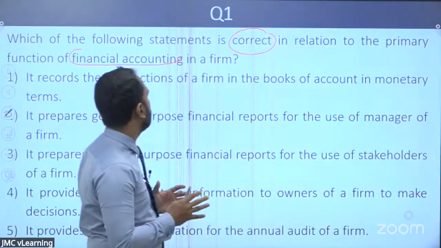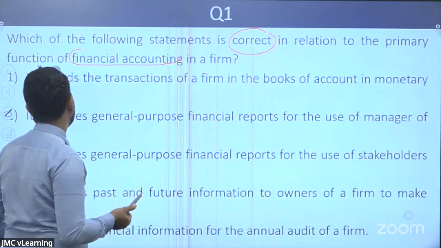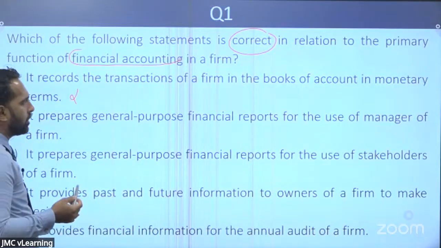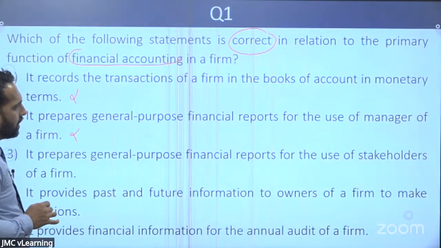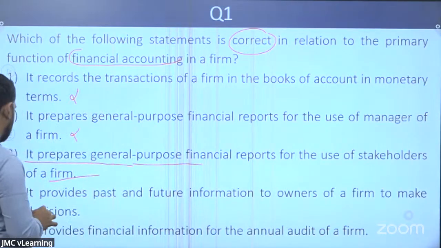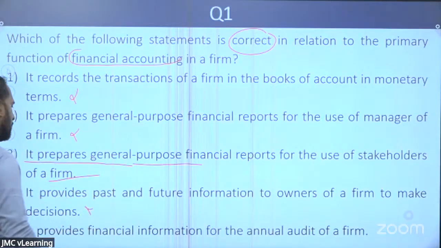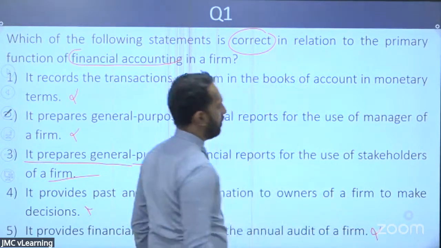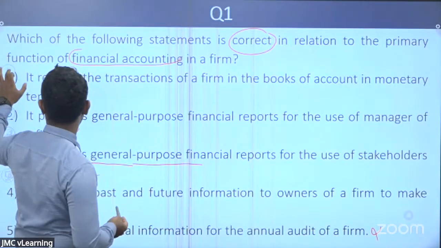So we'll look at what is the most feasible answer. It records the transactions in the books of accounts in monetary terms. That may not be the primary objective. It prepares general purpose financial reports for the use of managers, not only the managers. It prepares general purpose financials for the use of stakeholders. That would ideally be the correct answer. It provides past and future information to the owners, not only to the owners. It provides financial information for the annual audit. No, that is not the primary objective. Okay, so now you're clear with the primary objective of accounting.